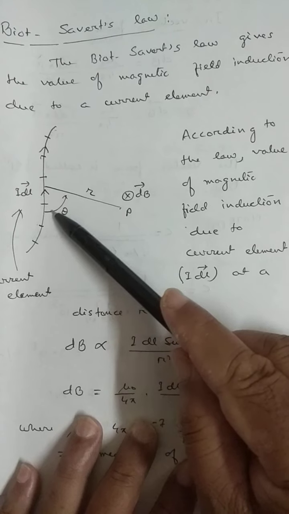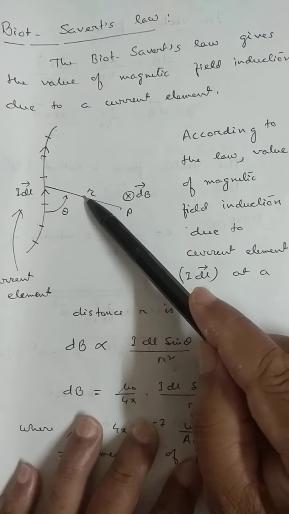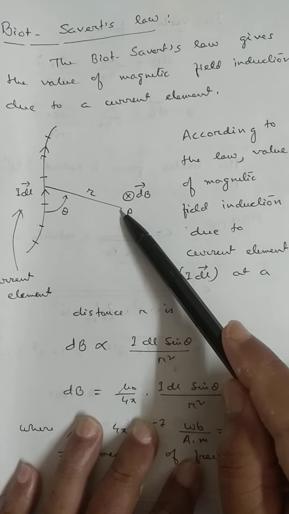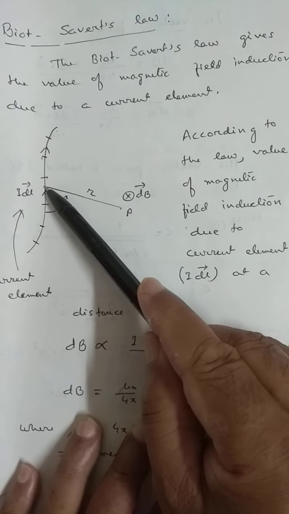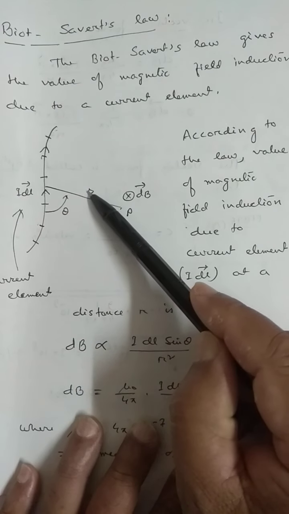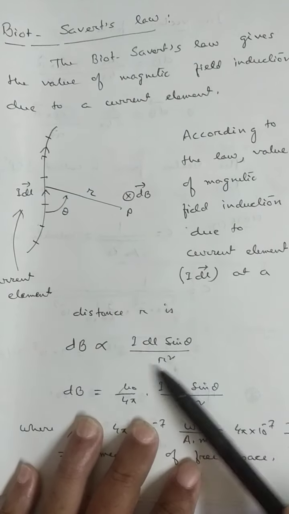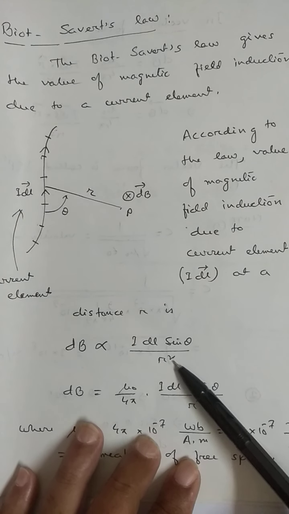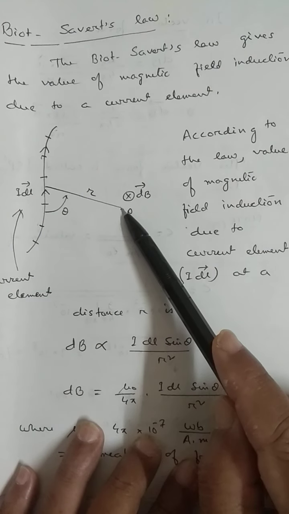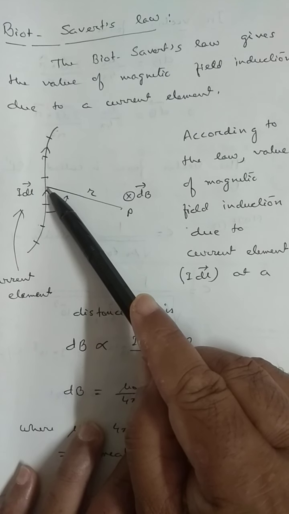Okay, what is theta? This is the theta. Theta is the angle made by position vector. What is called position vector? This r is called position vector. This position vector represents the position of the point P with respect to center of the current element. And this is the direction of current. So theta is the angle made by position vector with respect to the direction of current. Okay? So IDL sin theta by r square. That means when the distance increases, it is in the denominator, therefore strength of magnetic field gradually decreases.